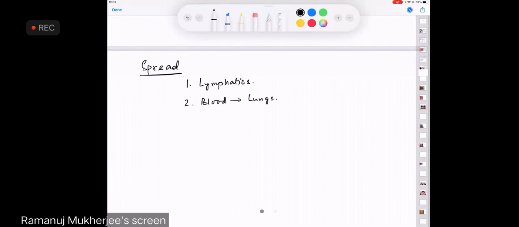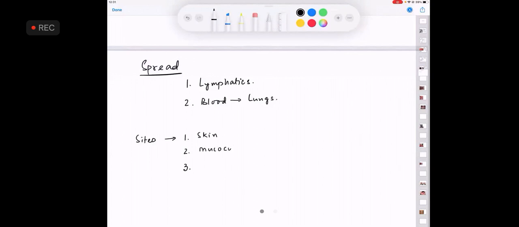What are the sites in the human body that a melanoma can be seen? Three sites. One is skin. Number two is mucocutaneous junction.